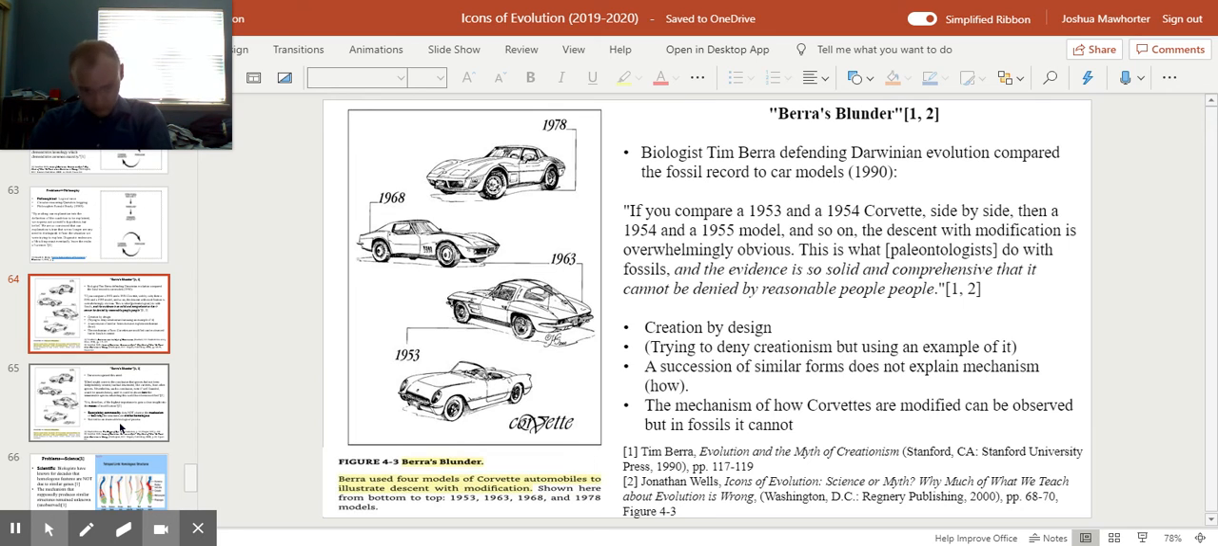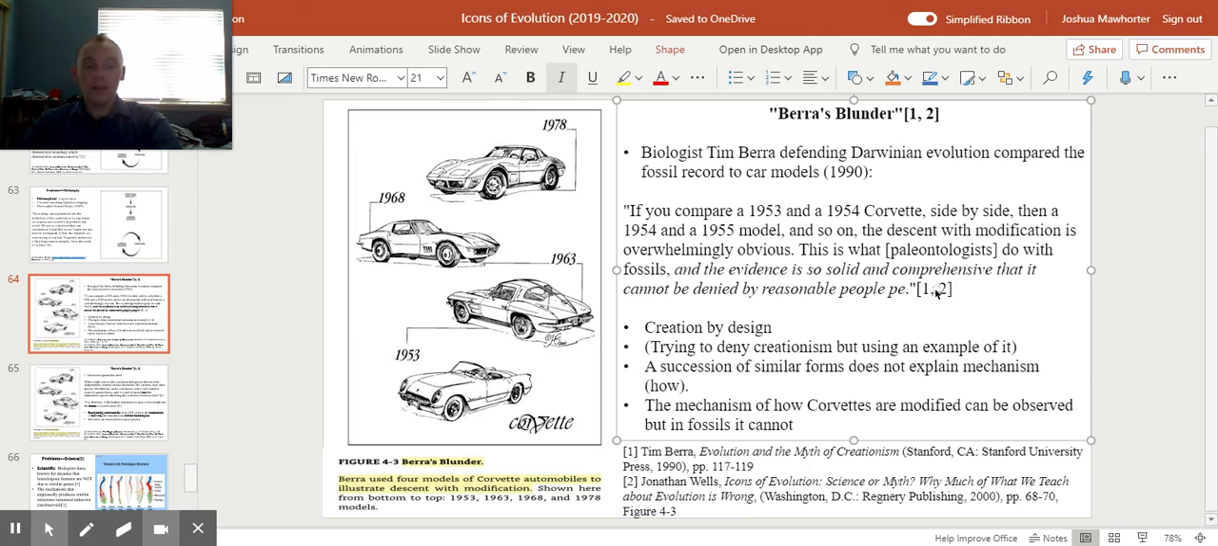Now listen to what he said in 1990. He said, if you compare a 1953 and a 1954 Corvette side by side, then a 1954 and a 1955 model, and so on, descent with modification is overwhelmingly obvious. This is what paleontologists do with fossils, and the evidence is so solid and comprehensive that it cannot be denied by reasonable people. So his argument is from cars.